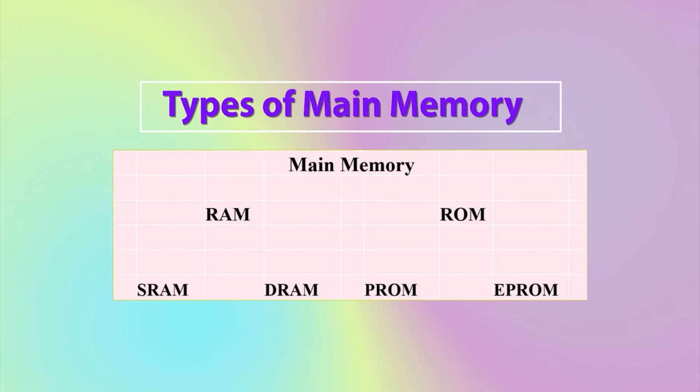Now, if we figure out how many different types of main memory we have, they are basically classified as RAM and ROM, where RAM is further divided into SRAM and DRAM, and ROM is divided into PROM and EPROM.